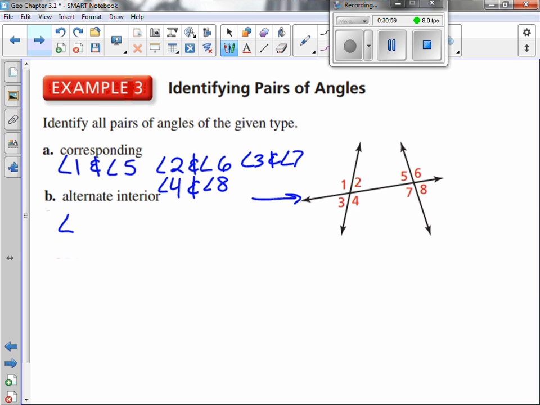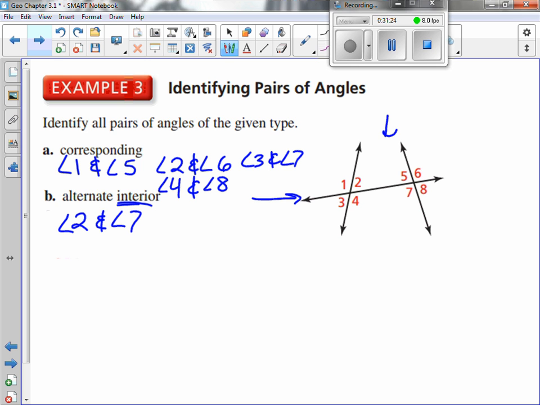Now, alternate interior. So we're looking between the two lines. There are 4 angles between them, yes? 1 and 8. Interior. So we're looking at 2, and it wouldn't be 5, it would be 7, because alternate interior.